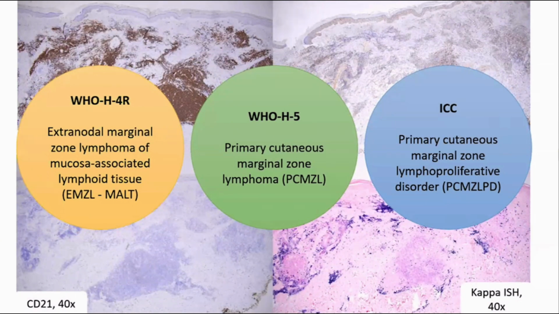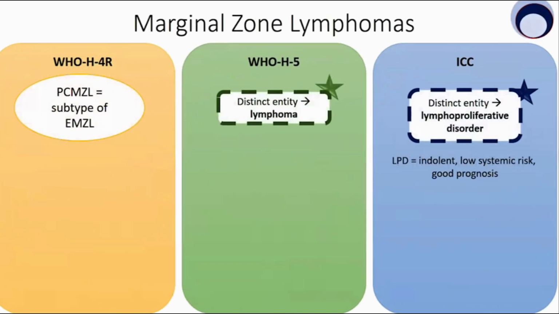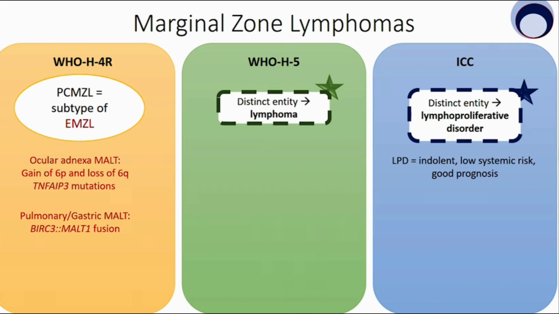Okay. But as you can see here in the 5th edition and the ICC, the naming has changed to make it its own entity. So the WHO4R includes cutaneous marginal zone lymphoma as a subtype of extranodal MALT. Both new classification systems have made the cutaneous variant their own entity because of different clinicopathologic features, cytogenetic features.